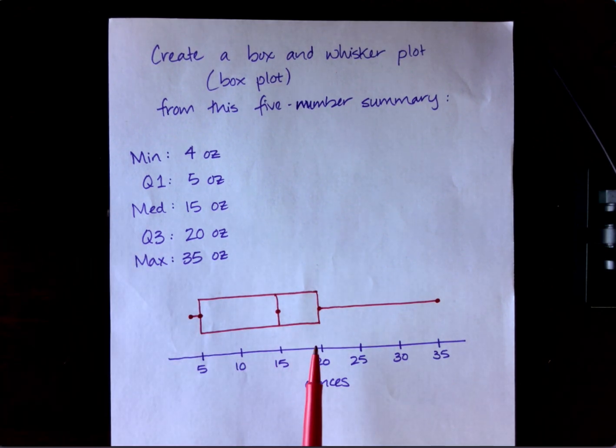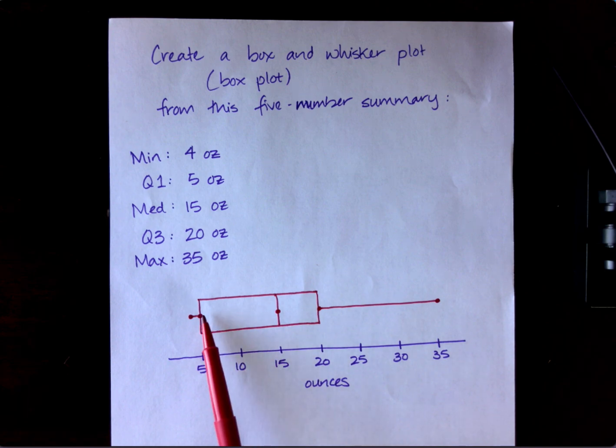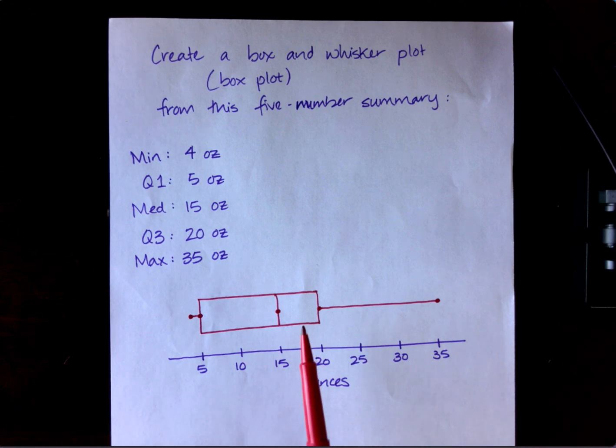This would be our box and whisker plot, and a box and whisker plot shows us how the data is spread out. This would indicate that 25% of our data points are between 4 ounces and 5 ounces. They're very tightly packed together, especially compared to the 25% of the data that is between 5 ounces and 15 ounces. Notice how this component of the box is very long compared to that left-hand whisker.